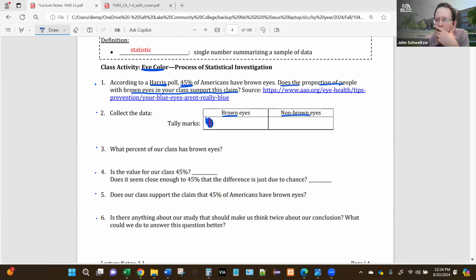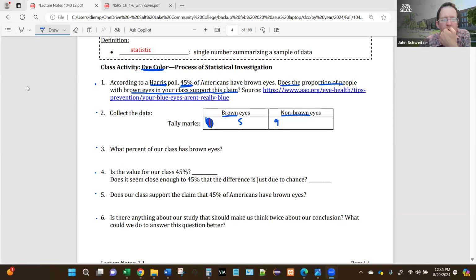Okay, I think that's everybody. Let's count up the non-brown here. 1, 2, 3, 4, 5, 6, 7, 8, 9. So I'm seeing 9 non-brown eyes. And then for the brown eyes, 1, 2, 3, 4, 5. Okay, so that's 14. Zoom is telling me there's 14 people in here, so that looks right.